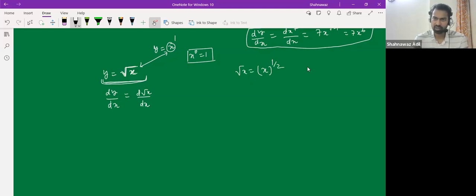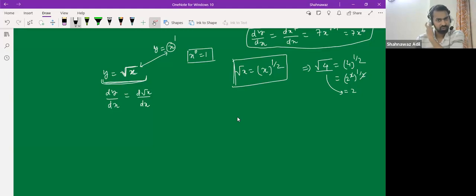Just remember, what is root 4? This is 4 to the power half, and that is why we get 2. Root 4 is 2. So root x is x to the power half, right, Amna? So now we know the power. We need d by dx of x to the power half. What would be this?